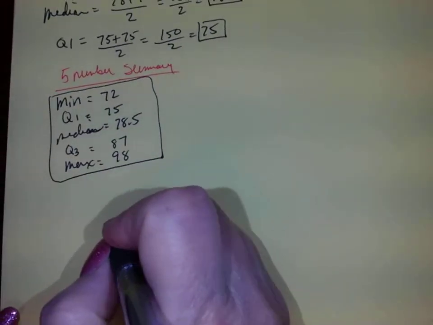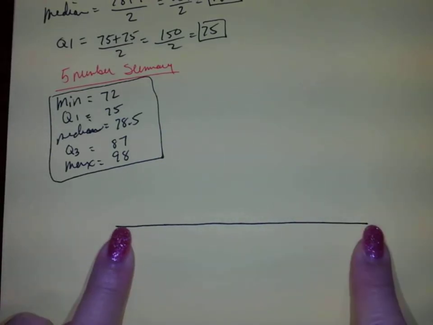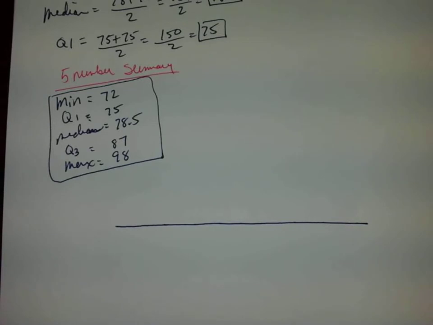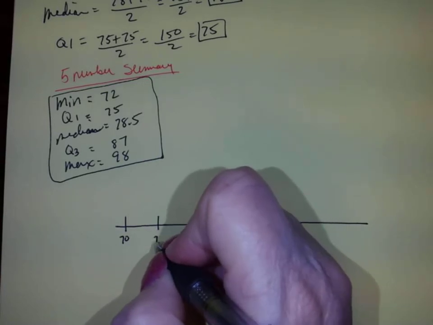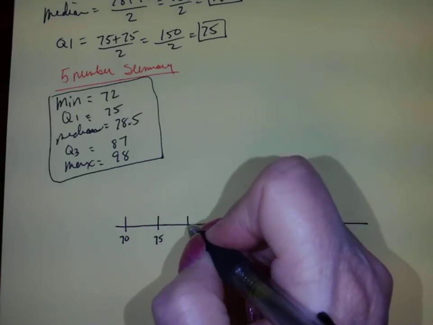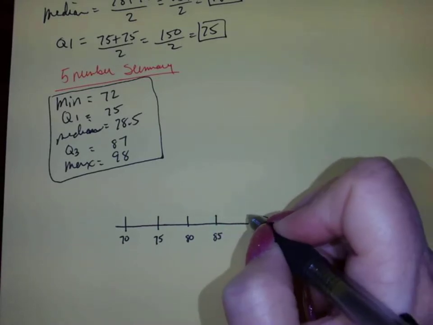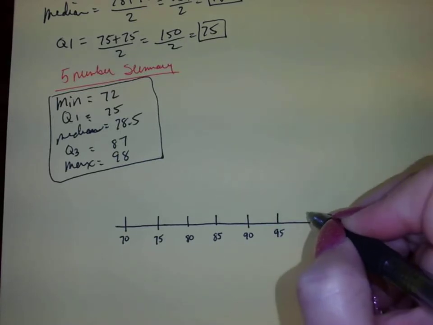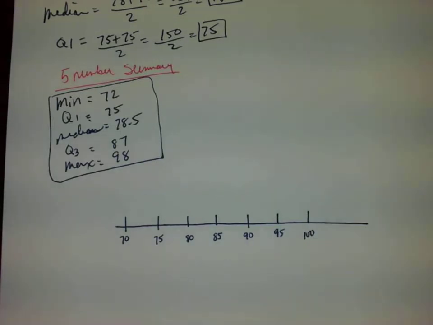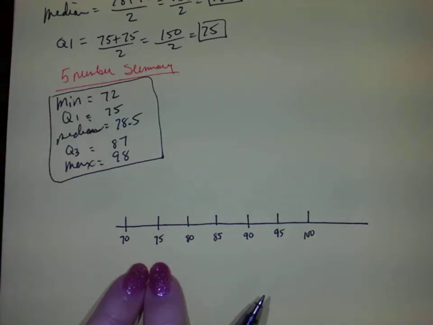Okay? So, I know that I'm starting at 72 and I'm going up to 98, but I like to make those even increments just like we've been doing. So I'm going to start at 70 and I'm going to go in increments of 5. So 75, 80, 85, 90, 95, and 100. Now, those aren't necessarily any of the numbers I have here, but I need a scale that I can use.